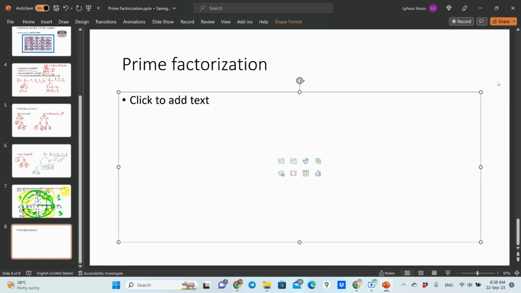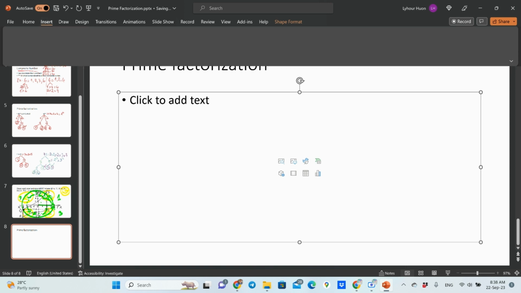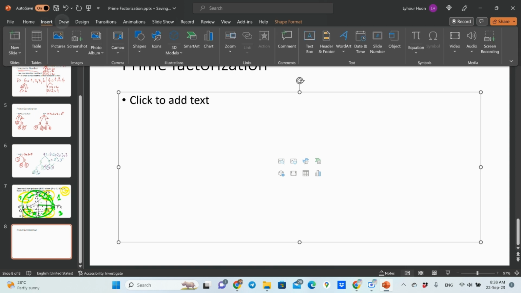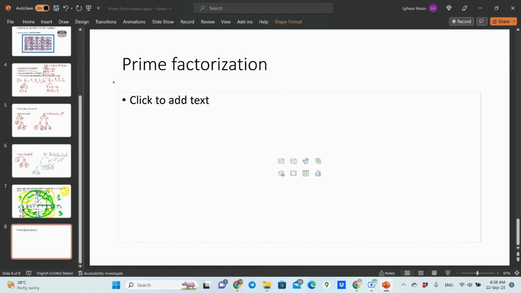It is one number, any number, but we break it into factors of primes. It's already in the title: prime factorization. So we factorize any number to be the factors of prime numbers, right?